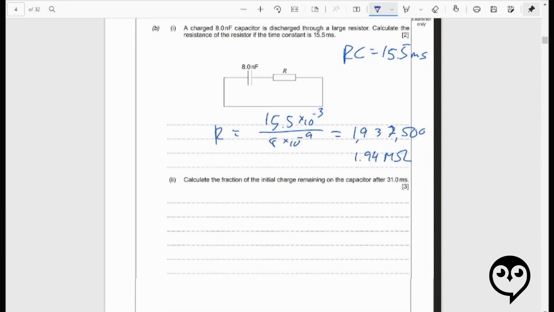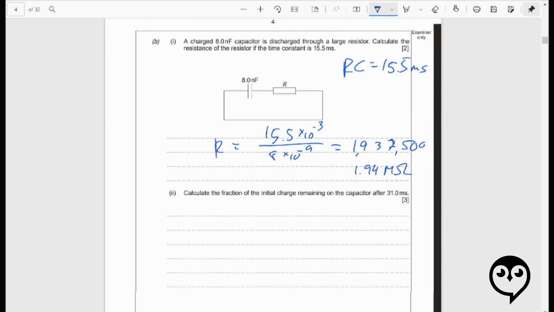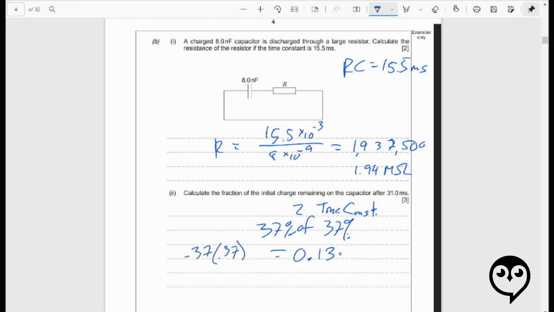Calculate the fraction of the initial charge remaining in the capacitor after 31 milliseconds. Okay, well, 31 milliseconds, that's 2 time constants. I don't know if we've got a symbol for time constants. With half-life it's t sub 1/2, but I don't know what we do for time constants, but it's 2. So let's see, if it's being discharged, it's going to be 37% of the original amount. So 0.37 squared, I'm going to say, probably 0.37 times 0.37. So 0.1369. I don't know if they want that as an actual fraction, but there we have.